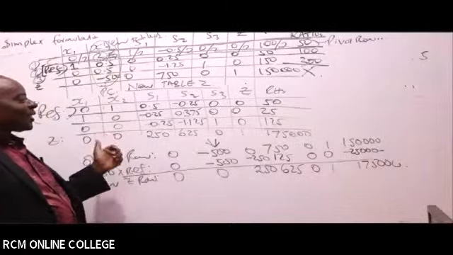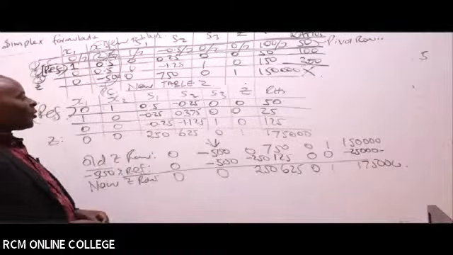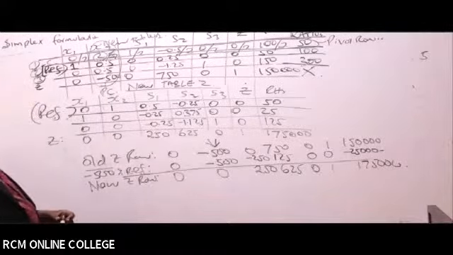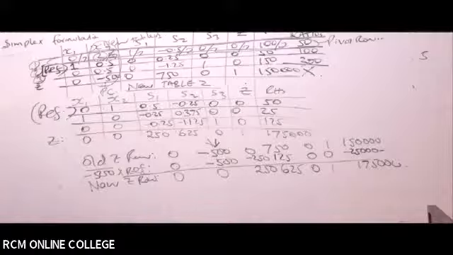Now I can't see losses. Now no losses at all. So the above table is what here? The above table is optimal.